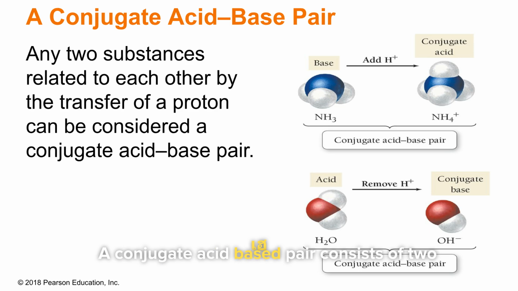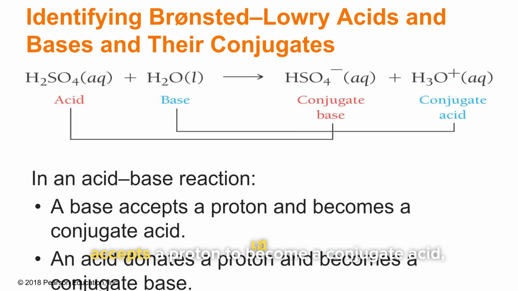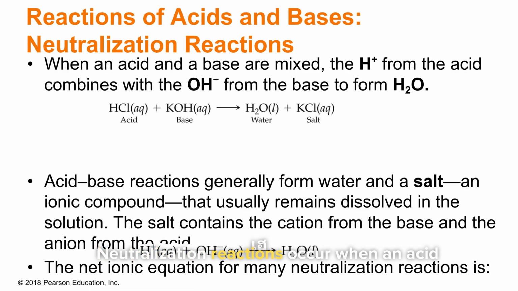A conjugate acid-base pair consists of two substances related by the transfer of a single proton. To identify these pairs, remember that a base accepts a proton to become a conjugate acid, while an acid donates a proton to become a conjugate base. Neutralization reactions occur when an acid and a base combine, with hydrogen and hydroxide ions forming water.